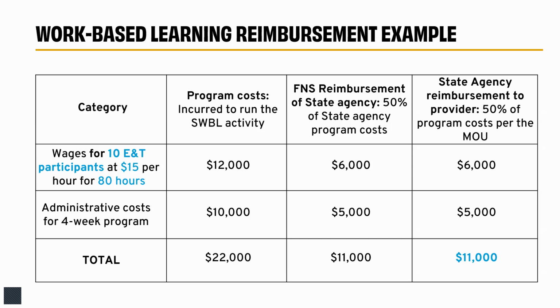What I will say is if you're doing work experience programs, you can probably get approved for the administrative costs, the $10,000, the $5,000 reimbursement. You may still have the wage costs, but if you're not approved as a subsidized work-based learning provider, then your reimbursement is $5,000, not $11,000. So this is the financial opportunity that's tied to this.